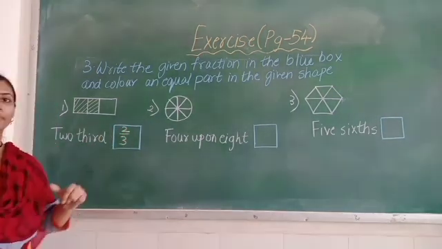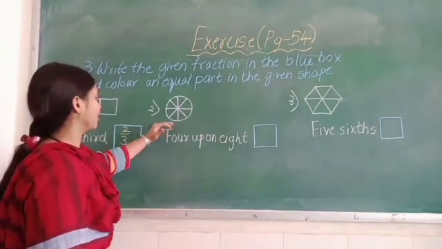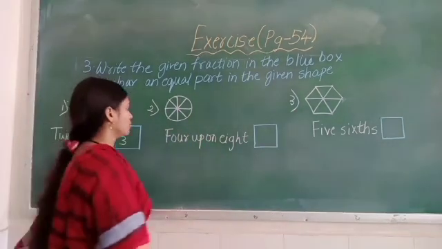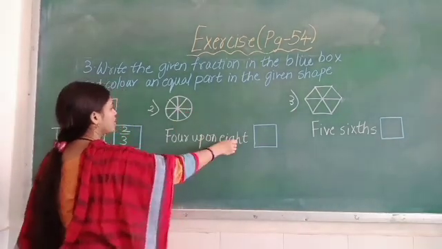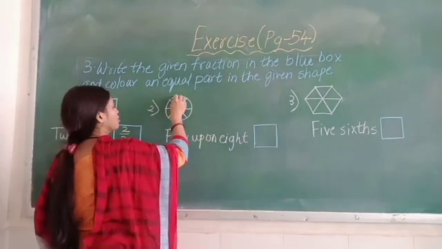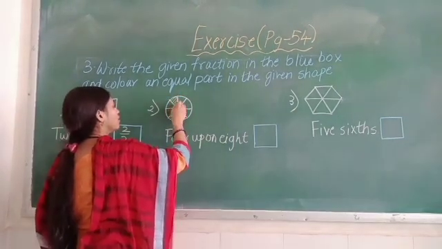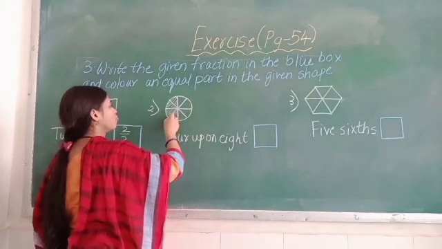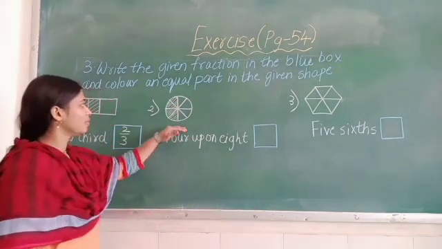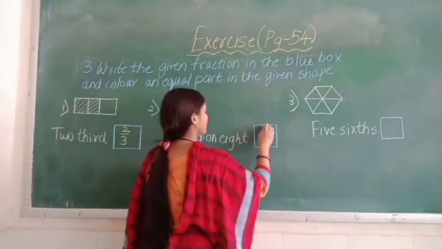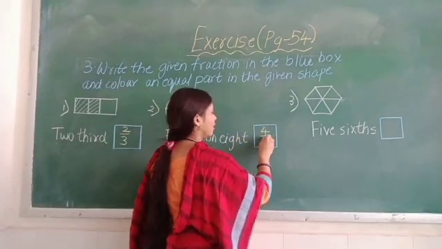Now let us see the circle. They have told us 4 upon 8. So how many parts are there in total? 8 parts are there. Out of that 4 have to be shaded. So here we will shade 1, 2, 3 and 4. 4 parts will be shaded and 4 parts will remain as they are. So we will write this fraction as 4 upon 8.